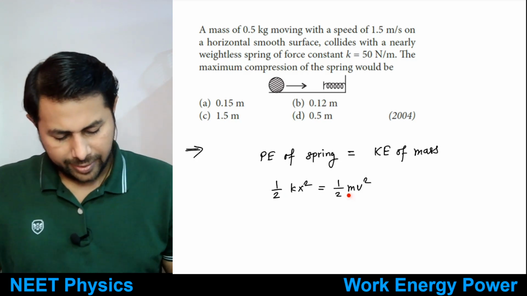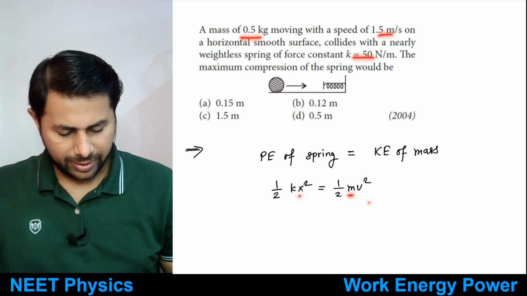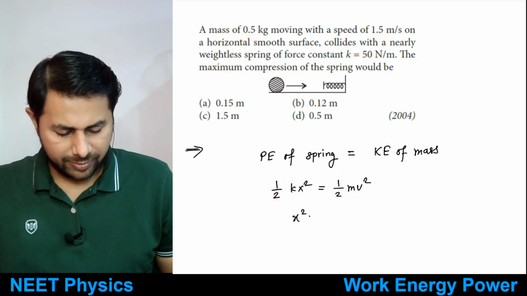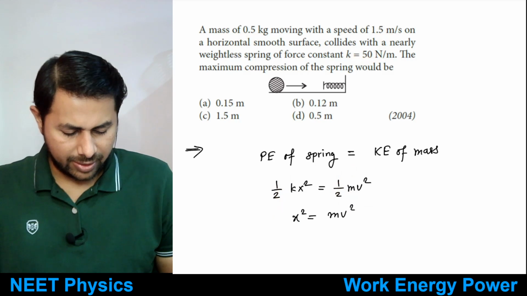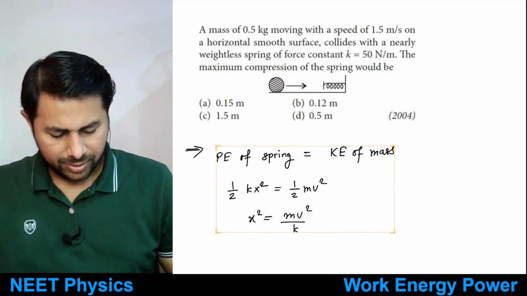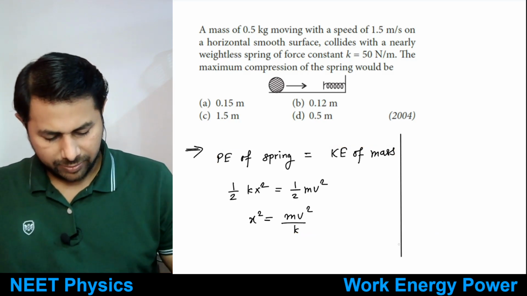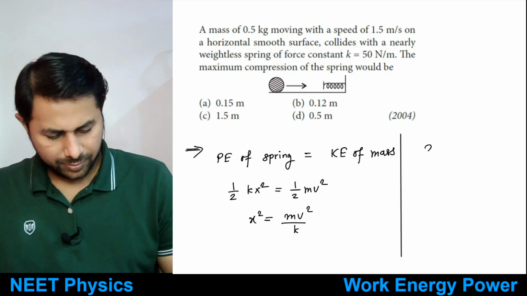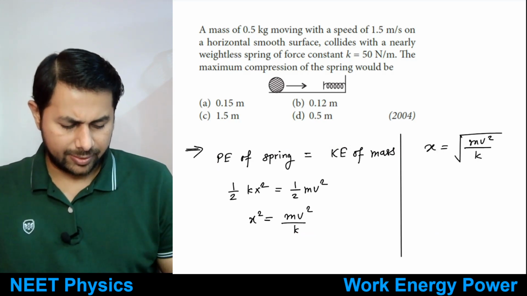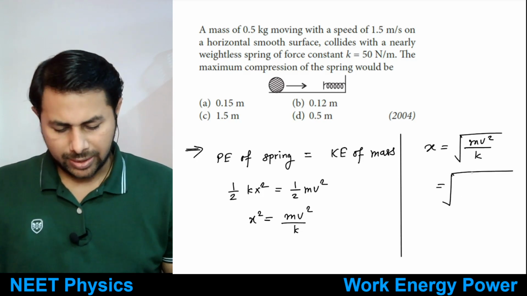m is given, v is given, and k is given. So x we need to find out. Half gets cancelled, and x square is equal to mv square by k, means x is equal to the square root of that. So therefore x is equal to square root of mv square divided by k. Then just put the values and we'll get the answer.